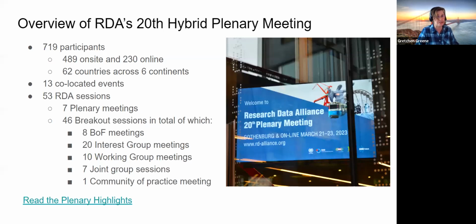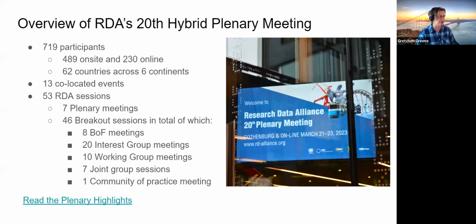There were also 13 co-located events going on at the same time. And I know a lot of people were going between the plenary sessions and some of these co-located events. So it was quite a lot of activity. It was in Gothenburg or Göteborg, if I'm pronouncing it right. And it was a lovely venue, and we learned to ride the ferry system across the waterway to get between certain locations during the week.